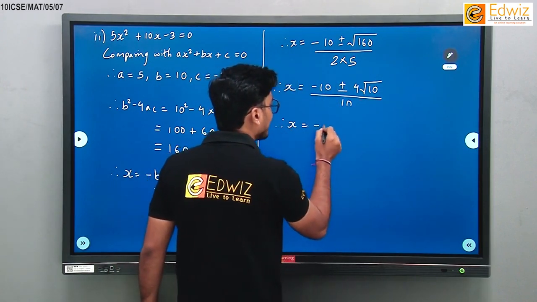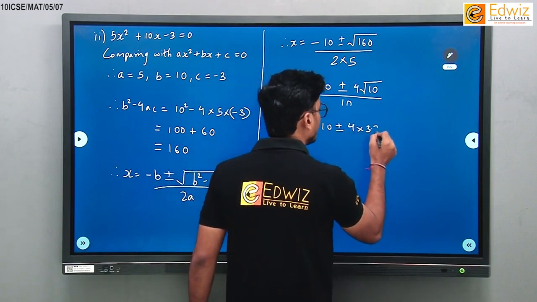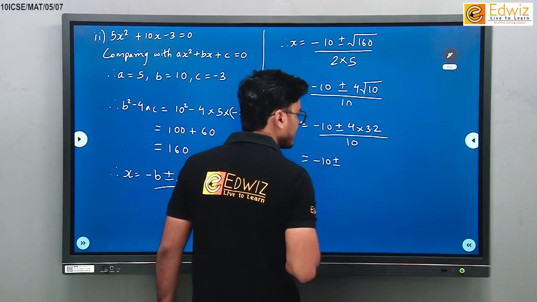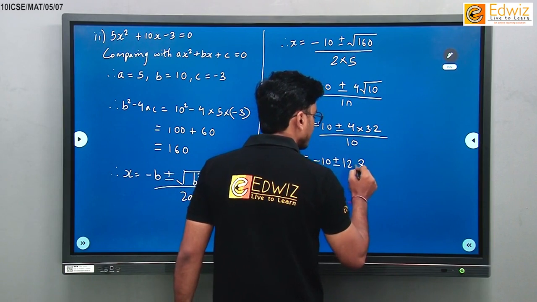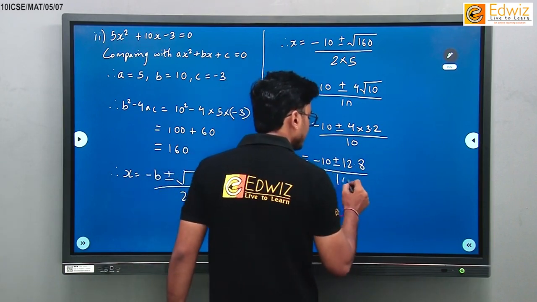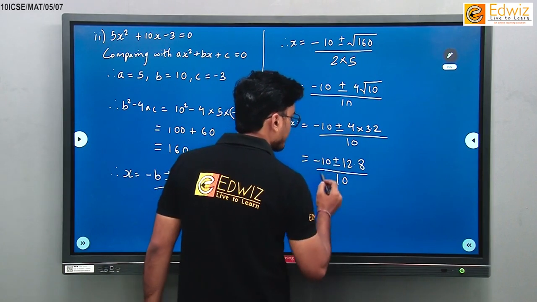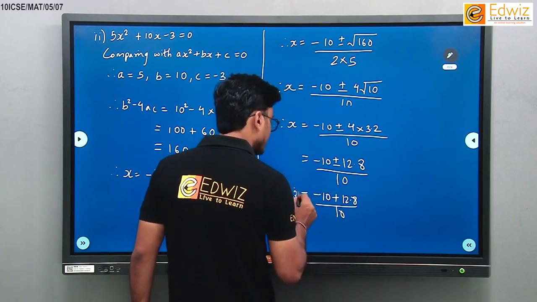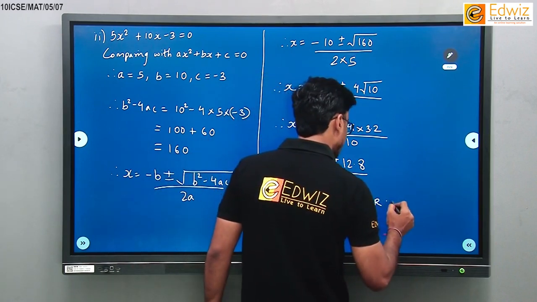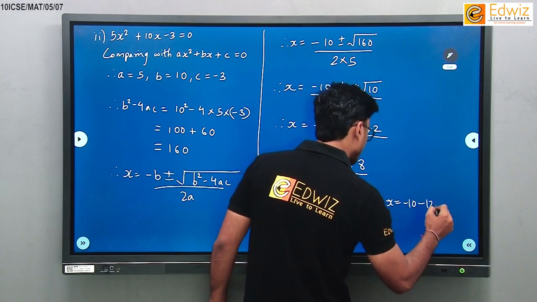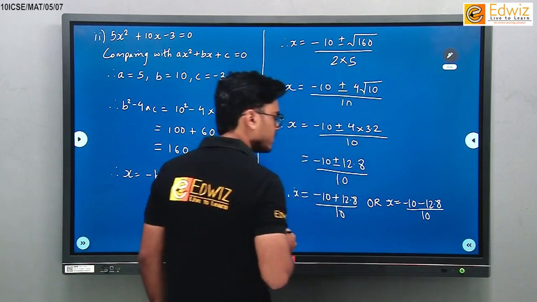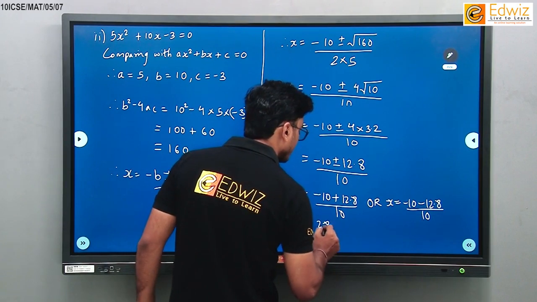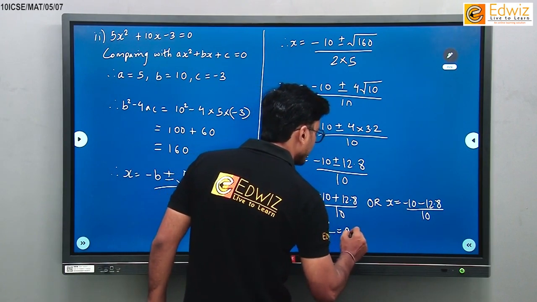Therefore, x will be equal to minus 10 plus or minus 4 into 3.2 divided by 10. So this is equal to minus 10 plus or minus 4 2s are 8, 4 3s are 12, 12.8 divided by 10. So this is equal to minus 10 plus 12.8 divided by 10. This is one value, or x equal to minus 10 minus 12.8 divided by 10. This is equal to minus 10 plus 12.8 is 2.8. So 2.8 divided by 10 is 0.28.